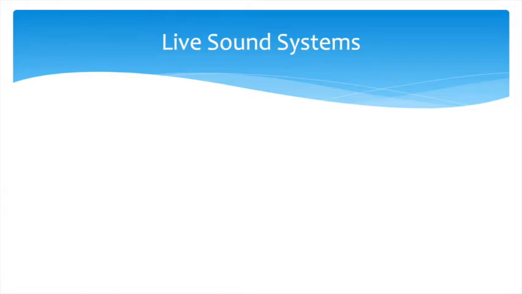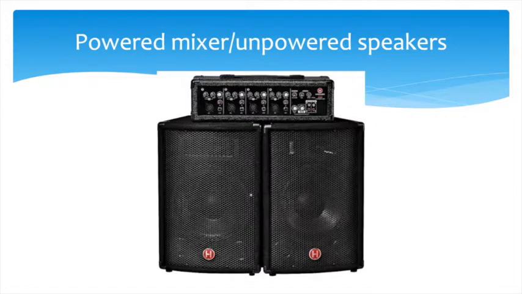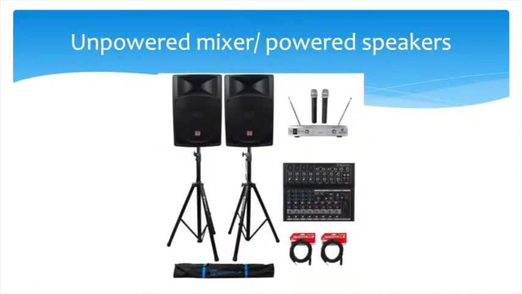So what are some of the different live sound systems you might come across? Well, there's different combinations. In this case, we've got a powered mixer with unpowered speakers. So we've got 4 channels. We can see XLR inputs here, RCA inputs for tape playbacks, probably some 2 tonal controls and a volume control, probably no built-in effects, probably pretty basic for something like a church.